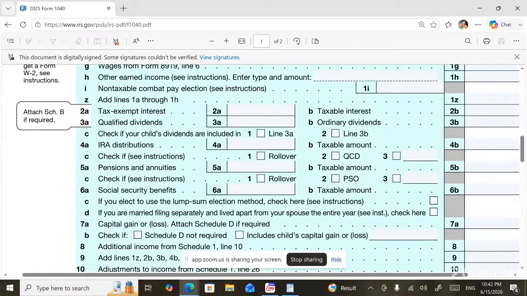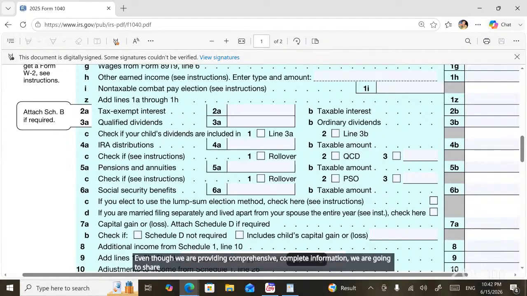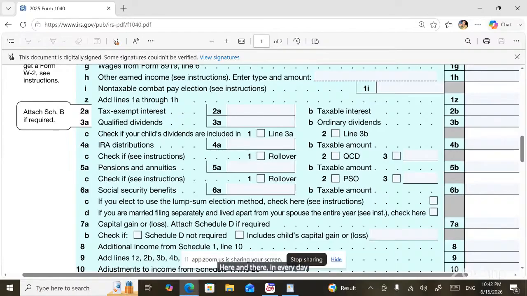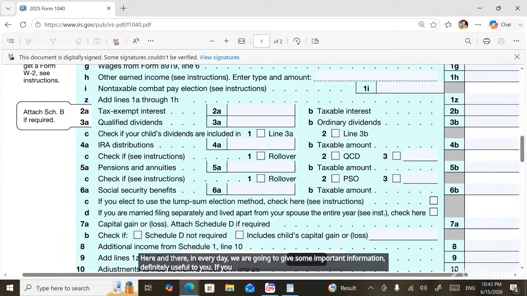I am requesting every student to maintain one notebook. Even though we are providing comprehensive, complete information, you need to maintain some running notes. Here and there, every day, we are going to give some important information, which is definitely useful to you if you are maintaining those notes.